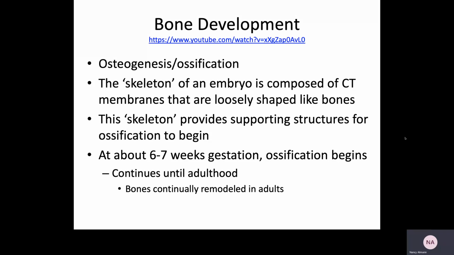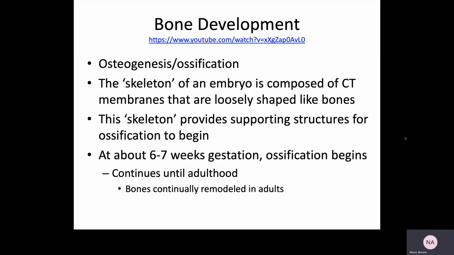Ossification is when you take the connective tissue model and change that from connective tissue into bone. The skeleton of the embryo is really not a skeleton because it's going to be composed of these connective tissue membranes that are sort of loosely shaped like bones. If you've ever seen a cartoon character given an X-ray, these cartoon-like shaped bones look a whole heck of a lot like the so-called skeleton of an embryo. Very roughly shaped structures that vaguely look like the bones they're supposed to turn into.